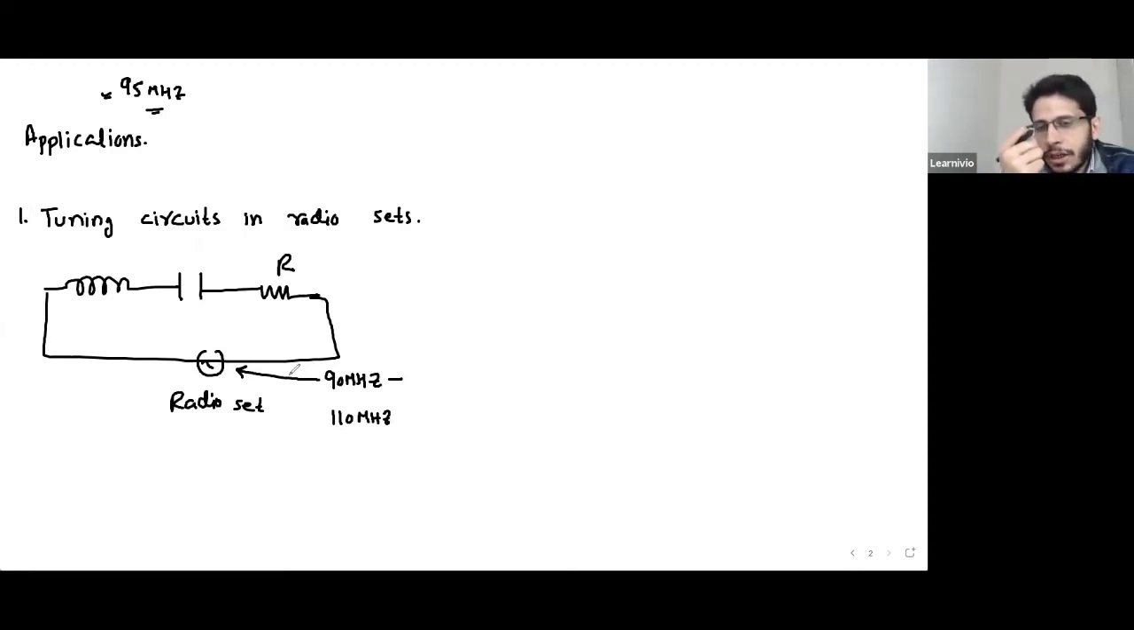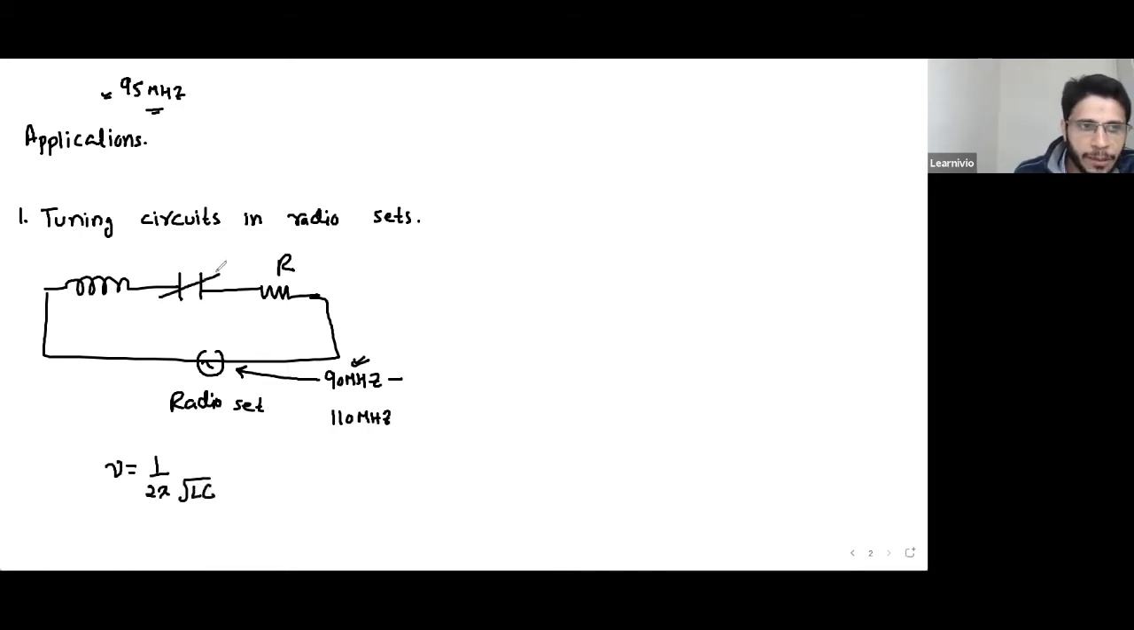Picking one station at a time means it is picking one frequency at a time. From 90 megahertz to 110 megahertz, the radio set is picking one frequency at a time. So to pick that frequency, we use the concept of resonance. The resonance frequency of the circuit is 1 by 2 pi root over LC.